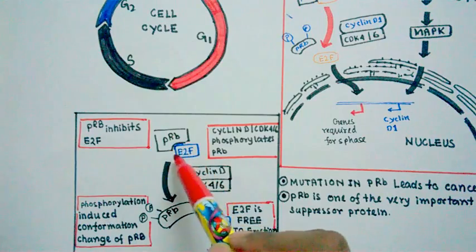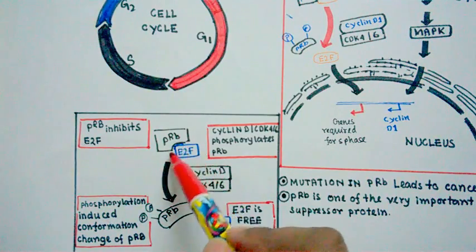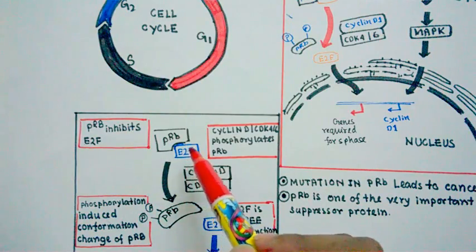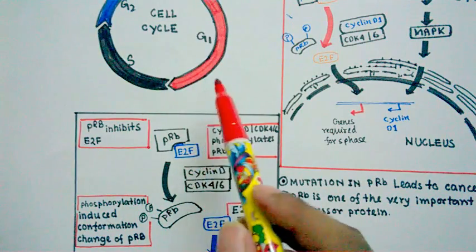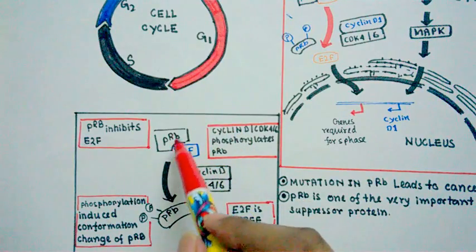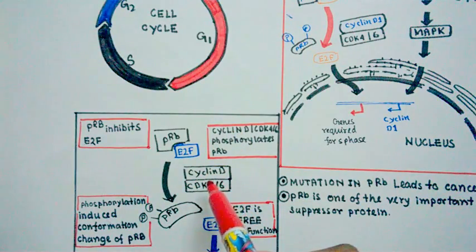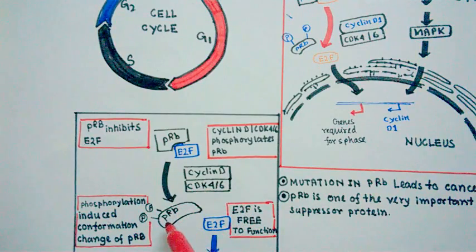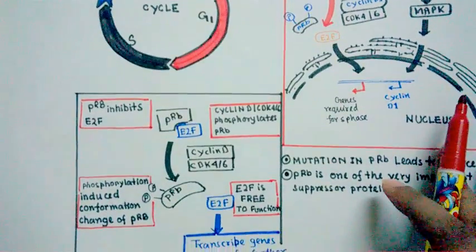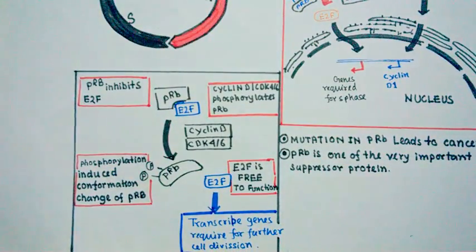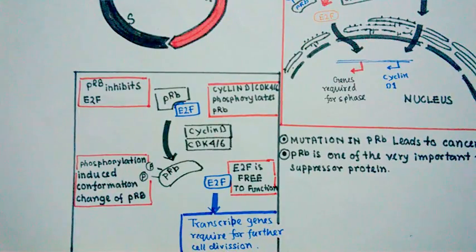So pRB inhibits E2F by binding with E2F, and in the late G1 phase, pRB is phosphorylated by a complex of cyclin D and CDK4 or 6, and now the phosphorylated pRB no longer holds E2F, and E2F is free to function. And now what happens? E2F transcribes genes that are required for cell division.